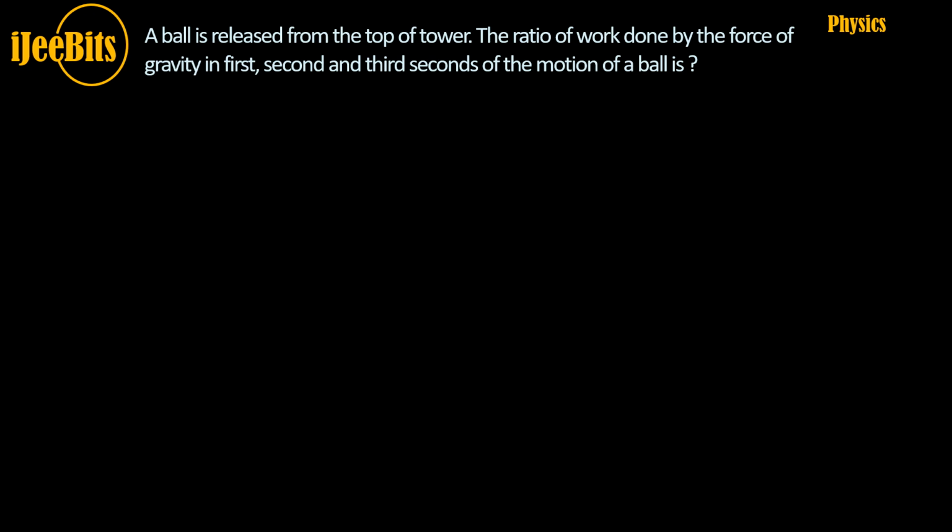Let's look at this problem statement. A ball is released from the top of a tower. Then calculate the ratio of the work done by the force of gravity in the first, second, third seconds. Right? That's what I ask. So what we see is, let's say we have a tower and then we are dropping the ball, releasing the ball. So in the first second some distance, second second some distance, third second some distance, let's say, right? So h1, h2 and h3. So work done means what in this case? Potential energy, mgh. So work is directly proportional to h only. m is constant, g is constant, h is the variable.